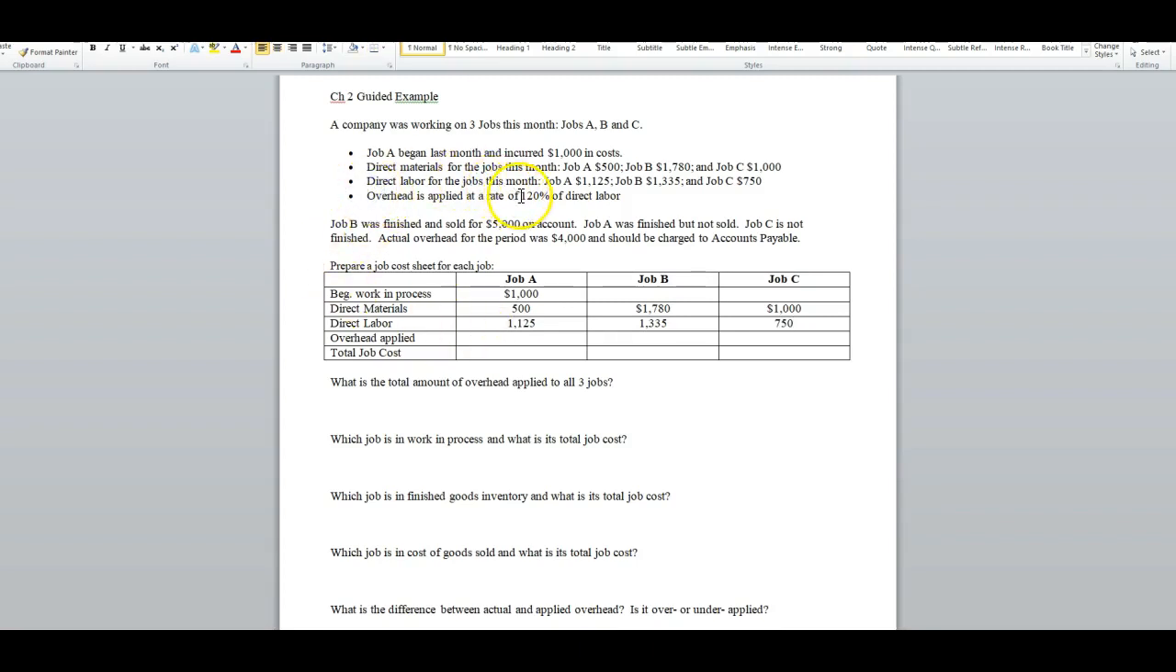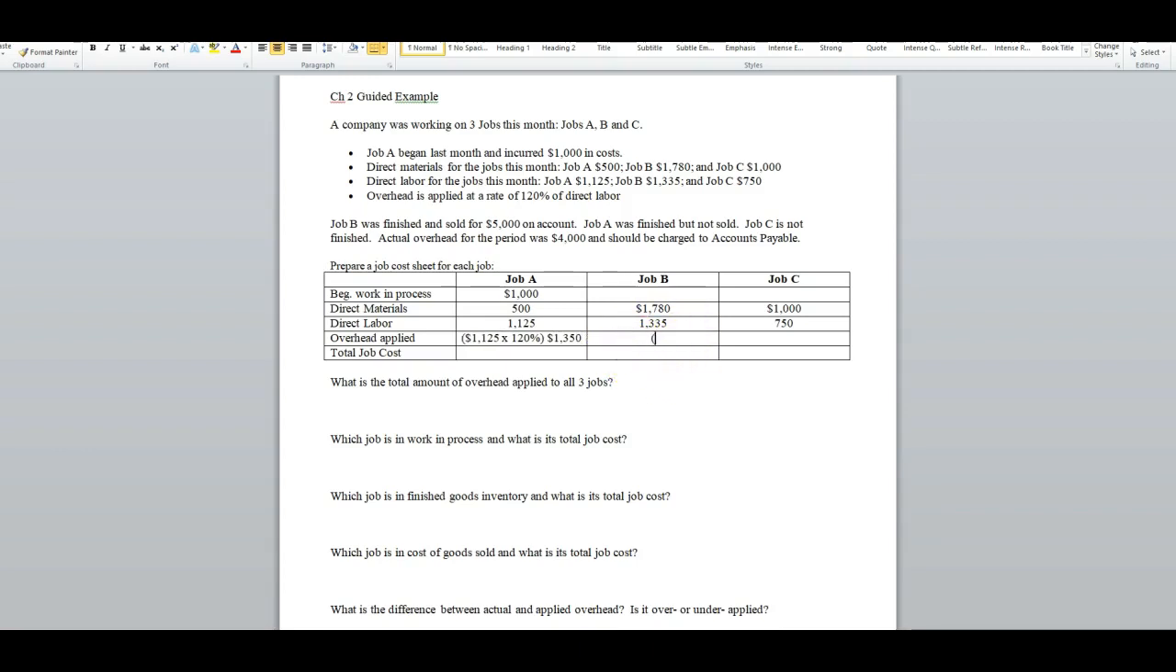Overhead is applied at a rate of 120% of direct labor. This 120% is our predetermined overhead rate. So that is the rate that we're going to apply overhead. So that's 120% of direct labor. So we will take direct labor for job A, which was $1,125, and multiply that by 120% to get the total amount of $1,350, which is going to be my overhead applied.